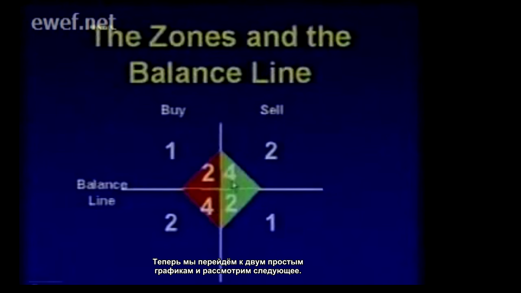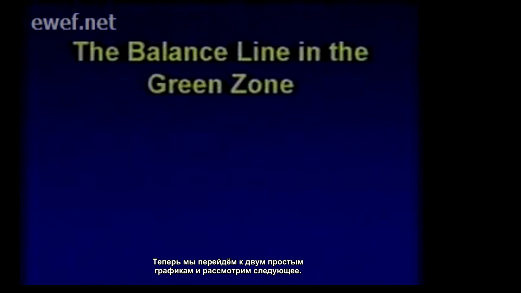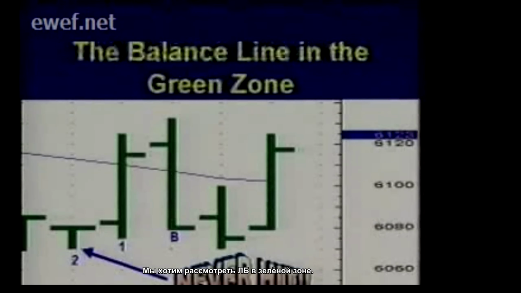Now we're going to go to 2 simple charts, and we're going to look at this. We want to look at the balance line in the green zone. Now here's the green zone. At this point here in the middle, you can see the balance line. It's a very narrow line on this chart, but we're below the balance line, and we're trying to sell in the green zone.